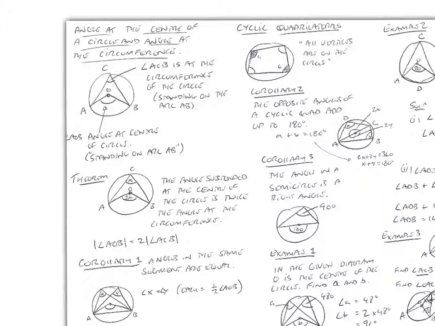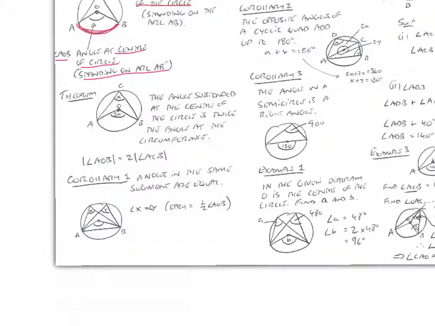Now, let's consider the angle at the centre of a circle and the angle at the circumference. If we look at this diagram here, angle ACB is at the circumference of the circle standing on this arc AB. And the angle AOB is the angle at the centre of the circle that's also standing on the arc AB. So we have a theorem here that says that the angle subtended at the centre of the circle is twice the angle at the circumference. So it's saying that this angle is twice that angle. AOB is twice ACB.